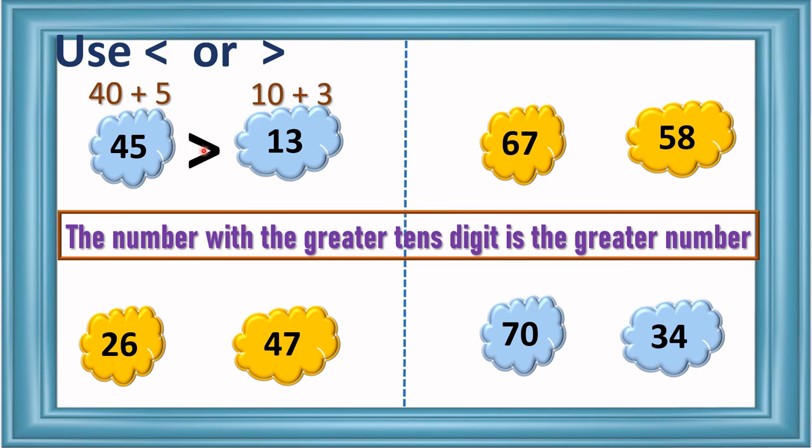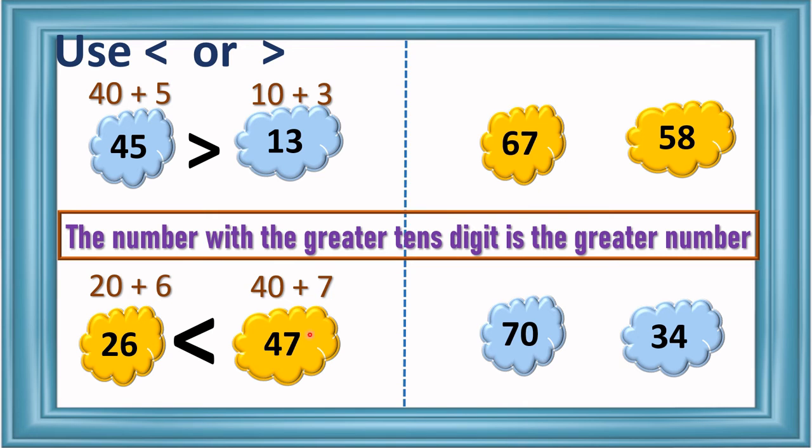So we are going to use the greater than symbol. 45 is greater than 13. Right? Very nice. Here 26, 47. Again we will try to bifurcate this: 20 plus 6 and 40 plus 7. Come on, compare this. 2 tens, 4 tens. Yeah, absolutely right. Here 26 is smaller than 47.